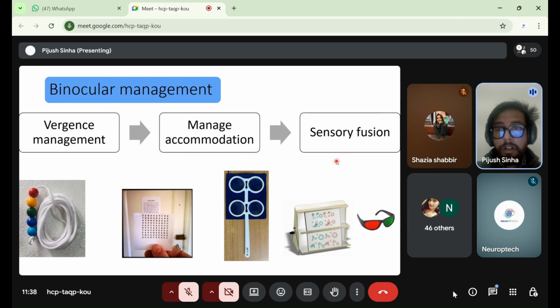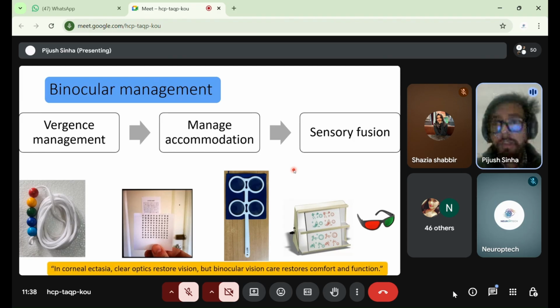I called the patient for vectogram training with red green glasses and sensory fusion, and yeah, he was so happy after having the therapies properly, because the symptoms improved significantly, and he was not having that many symptoms right now.